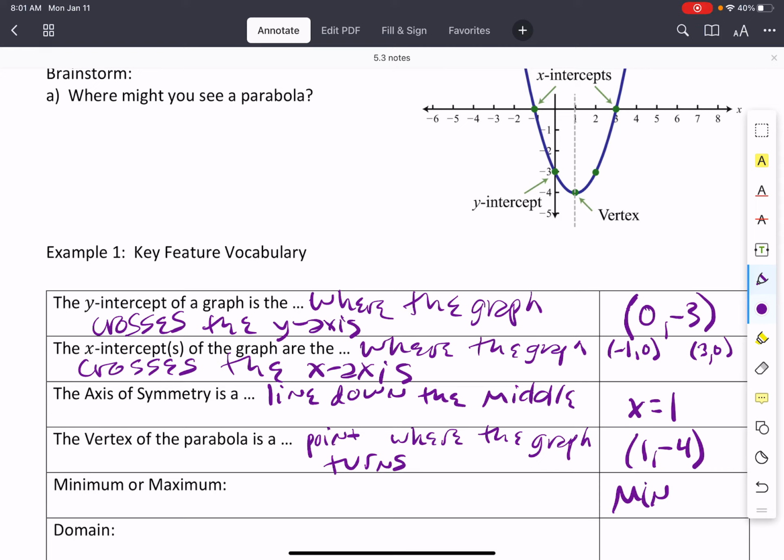No, just this one does. Okay, that's a good question, though. If I had a parabola that was upside down instead, would that one have a minimum? No, that one would have a maximum. I can't have both. Okay? We're going to learn in the next week or two what makes a parabola upside down or right side up. Okay? All right, next, domain.